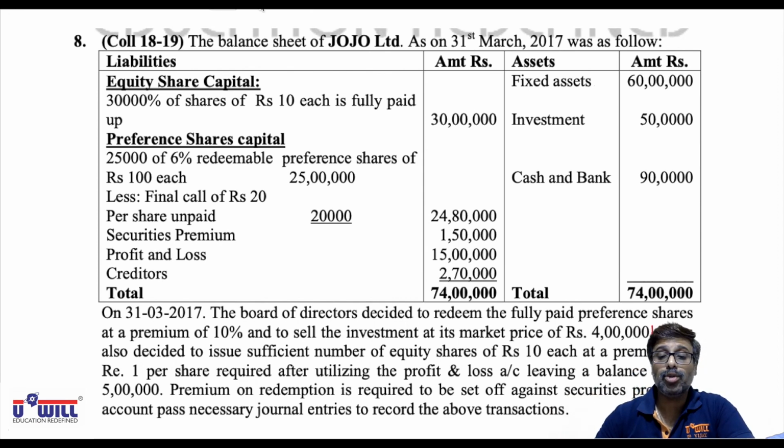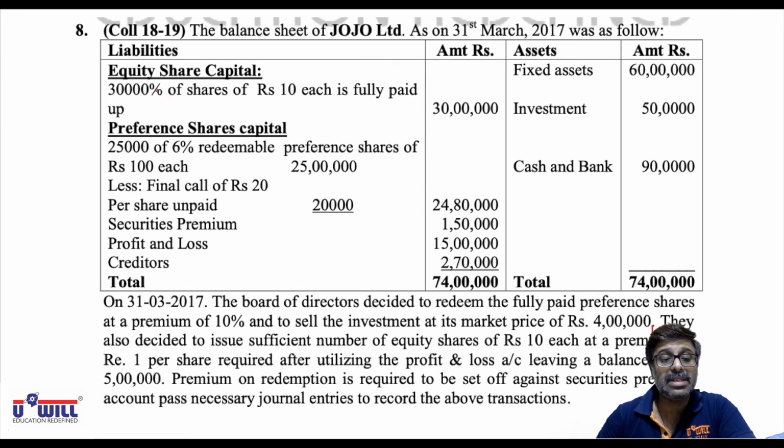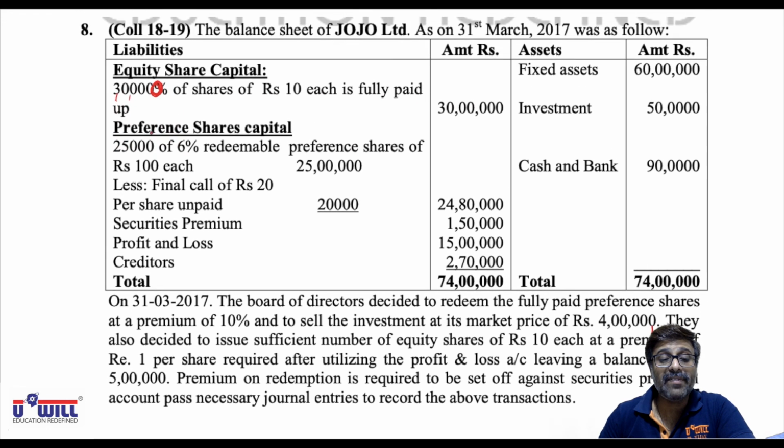The balance sheet of Jojo Limited as on 31st March 2017 was as follows. Equity shares, there are 3 lakhs. This percentage sign, make it 0. Okay, 3 lakh equity shares of rupees 10 each, fully paid up, 30 lakhs. Preference share capital, that is 25,000, 6% redeemable preference shares of 100 each, 25 lakhs. Now this is similar to the first question we did in today's lecture. Final call of rupees 20 per share is unpaid, total 20,000. So 20,000 divided by 20. How many are calls in arrears? 1,000 shares are calls in arrears.